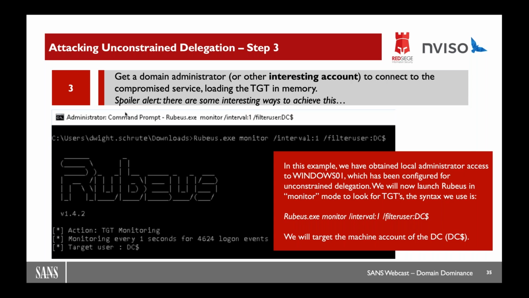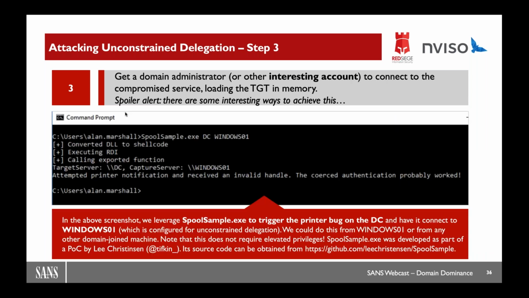Now, from any other machine, I'm going to use the printer bug. This is one implementation of the printer bug. It uses an application called spoolsample.exe to force the domain controller to connect to Windows 01. So spoolsample.exe, DC, Windows 01. What's Windows 01? Well, it's that compromised machine.